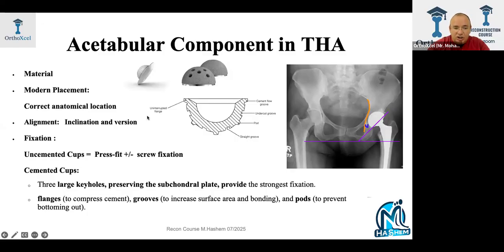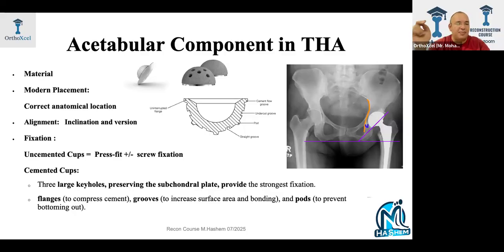Number 1, the flange, which is the outer cover, which is this one. This flange basically is compressing the cement in, so adding more stability. Number 2, it has some grooves, and you can easily spot that these grooves are increasing the surface area, so more and larger cement cup interface. Then the third thing is some buds, and these buds are mainly to avoid bottoming out, basically holding into the bone, so it doesn't allow any bottoming out. So you have flanges, grooves, and buds for the cemented cup.